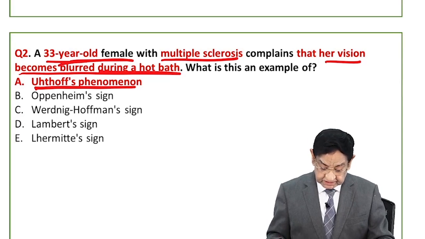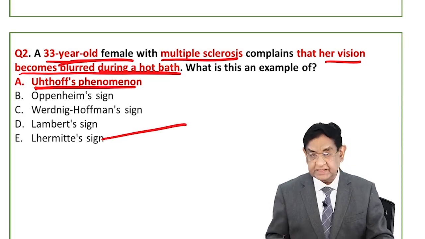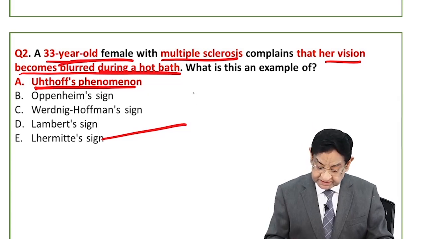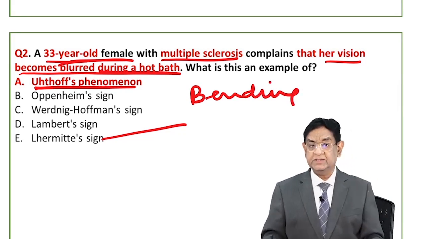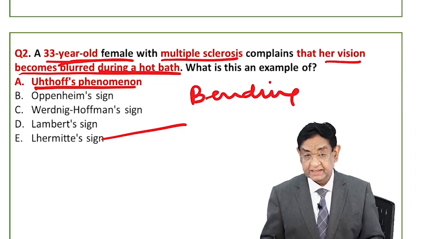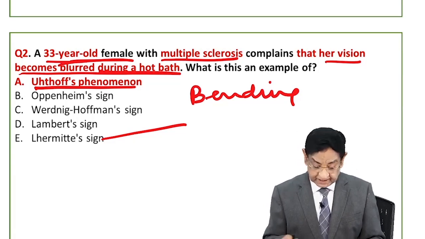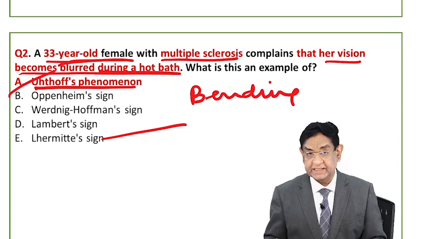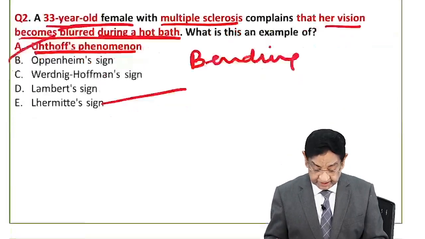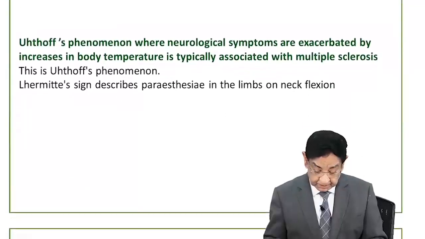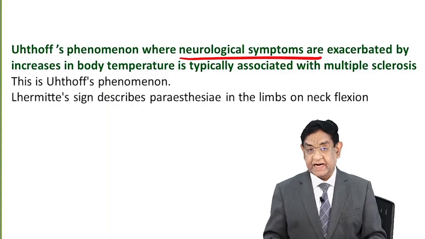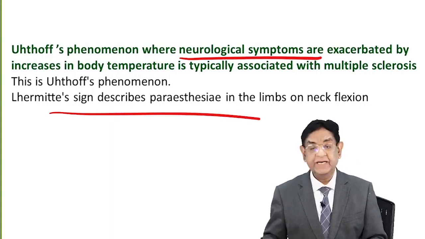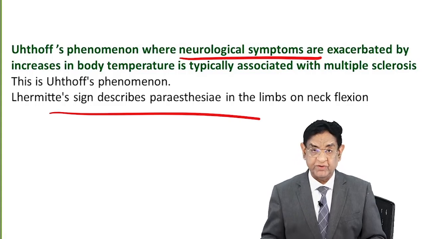So this is Lhermitte sign. Again, we see it in multiple sclerosis, but this is on bending the neck forward. Bending the neck forward is the so-called Lhermitte sign. And the hot bath increasing symptoms is Uhthoff phenomenon. So Uhthoff phenomenon is a problem increasing after a hot bath, and Lhermitte sign is when the neck bends forward.